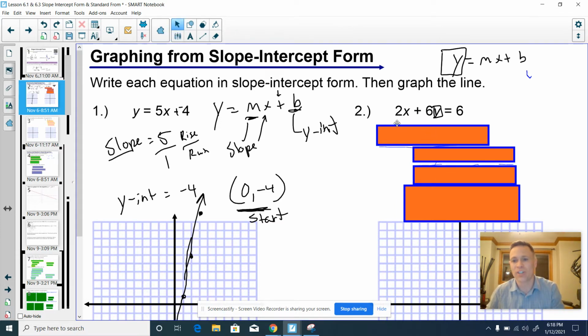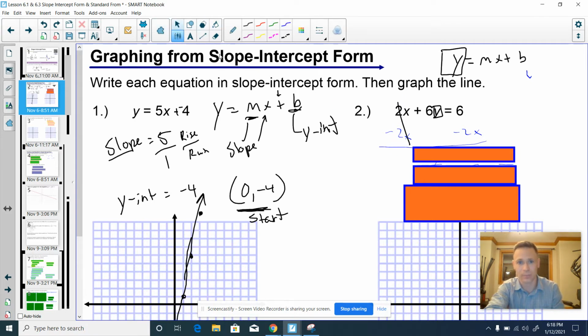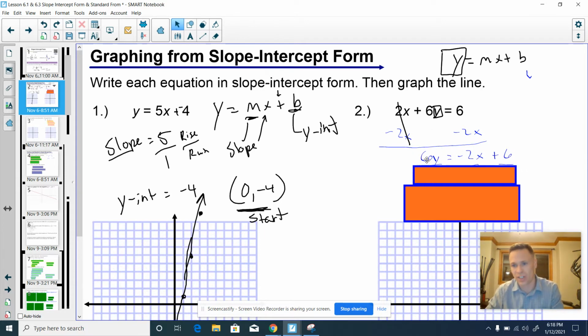So my first step would be to subtract 2x from both sides. So I'm subtracting 2x from both sides, and that cancels out the 2x's here. When I do that, my result becomes just the 6y on the left, and then these are unlike terms, right? 6 and negative 2x are unlike terms, so I have negative 2x plus 6. You could also write 6 minus 2x. Doesn't make a difference.